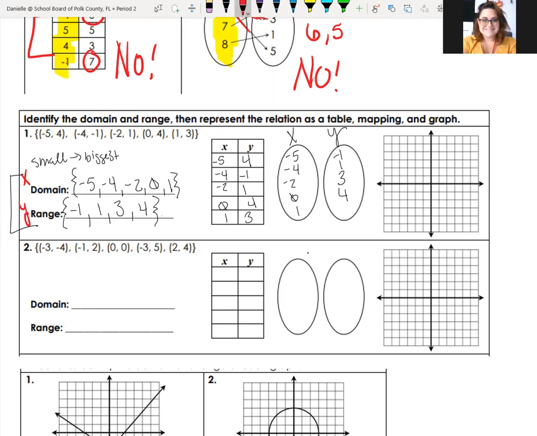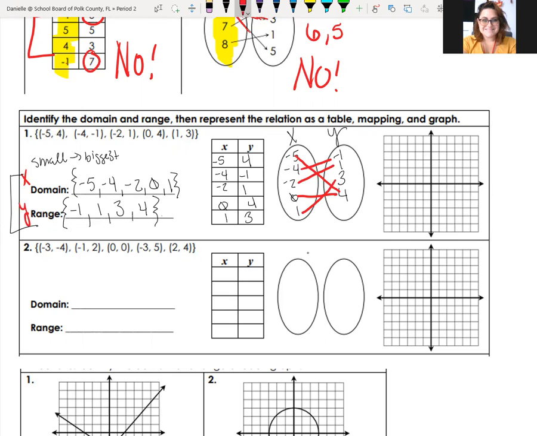So draw a line from -5 to 4. Draw a line from -4 to -1. Draw a line from -2 to 1. From 0 to 4. And from 1 to 3. It is supposed to look messy and confusing. If it looks messy and confusing, you probably did it correct.